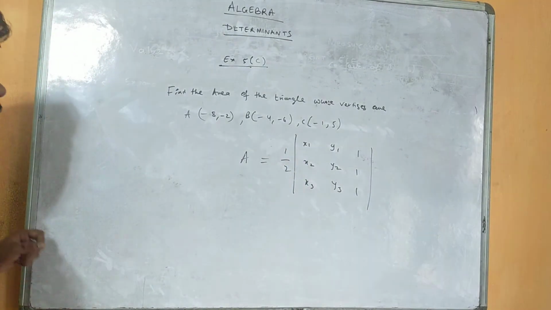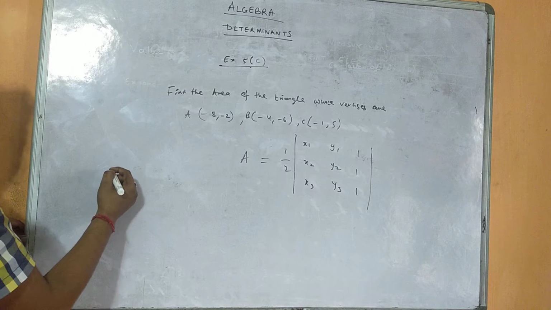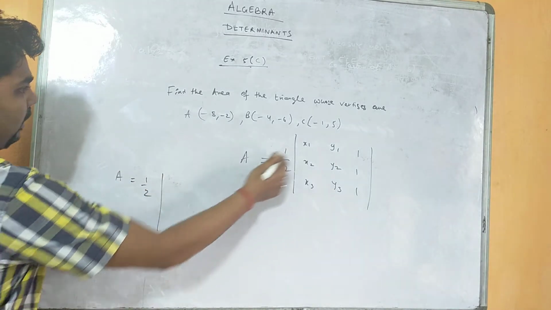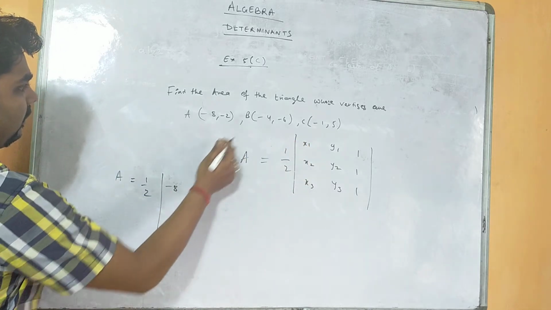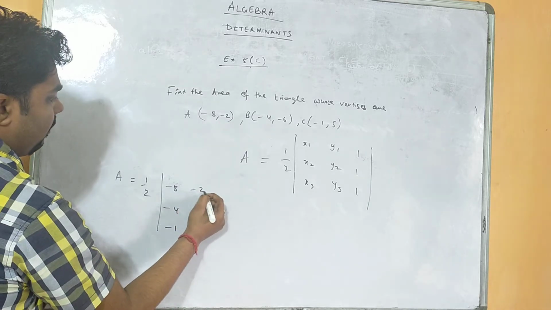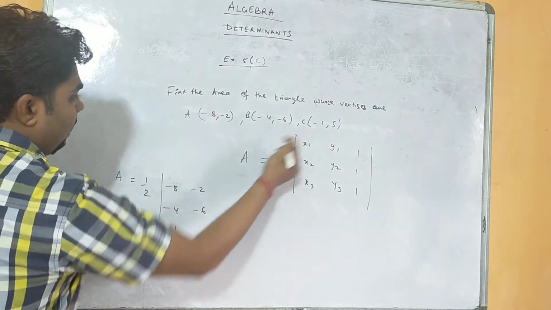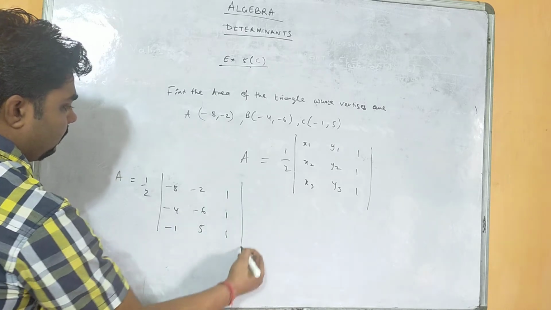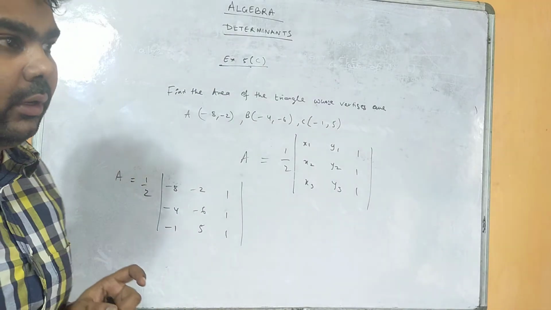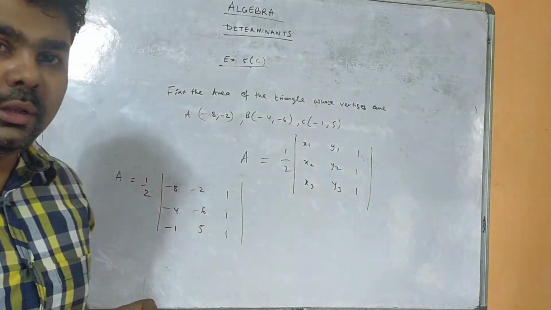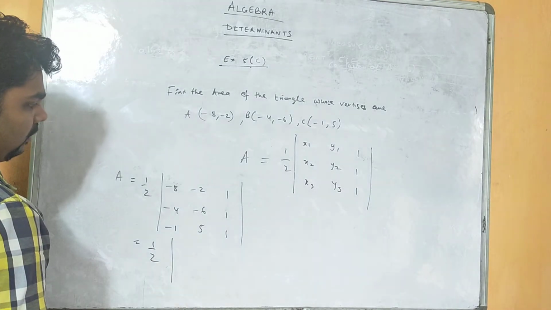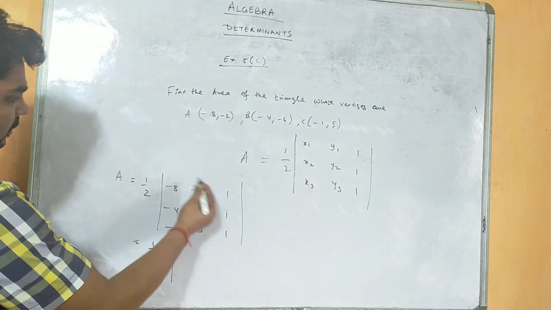So we'll find the value with these vertices now. Half, in place of x1 we have minus 8, x2 is minus 4 and minus 1. Similarly minus 2, minus 6 and 5, 1, 1, 1. So I have just substituted the values in place of x1, y1, x2, y2, x3, y3. Now you see, I keep the half as this.